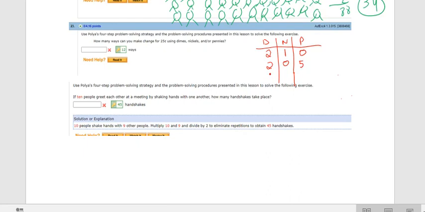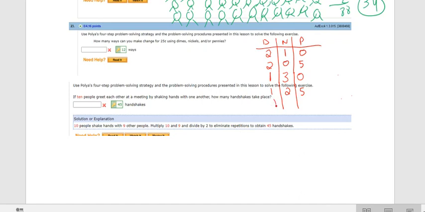I can have 1 dime, so I'm going to just keep going down. And then I can have 3 nickels, and that would give me 25 cents. So I would have 0 pennies. And then I can have 1 dime. I could have 2 nickels, and I would need 5 pennies.